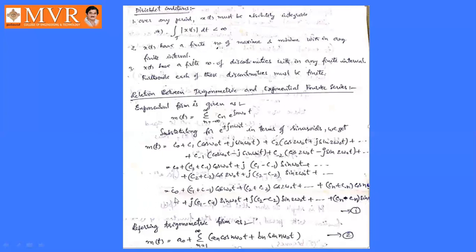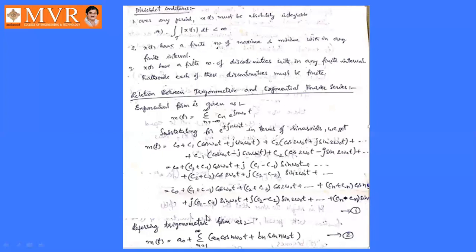So C0 plus (C1 plus C minus 1) into cos omega naught t, plus (C2 plus C minus 2) into cos 2 omega naught t, plus (Cn plus C minus n) into cos n omega naught t, plus j (C1 minus C minus 1) into sin omega naught t, plus j (C2 minus C minus 2) into sin 2 omega naught t, plus ... plus j (Cn minus C minus n) into sin n omega naught t, right? Let this be taken as equation number 1.